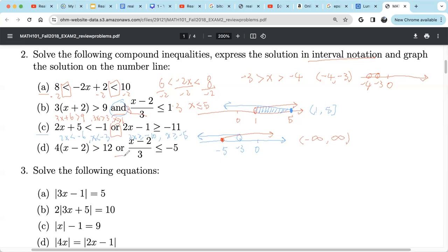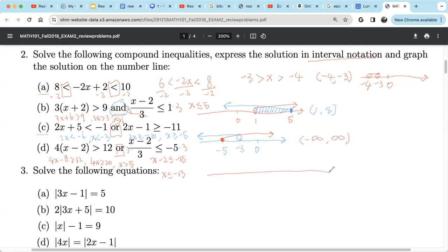D is also "or", okay? So we solve this first one, 4x minus 8 greater than 12. That's 4x greater than 20, because 12 plus 8 is 20. Divided by 4, x greater than 5. The second one, we multiply by 3 on both sides. So that's x minus 2 less than or equal to -15. That's x less than or equal to -15 plus 2, -13.